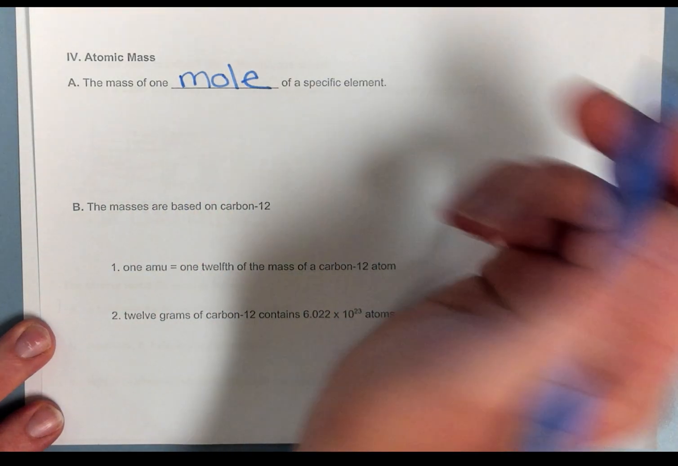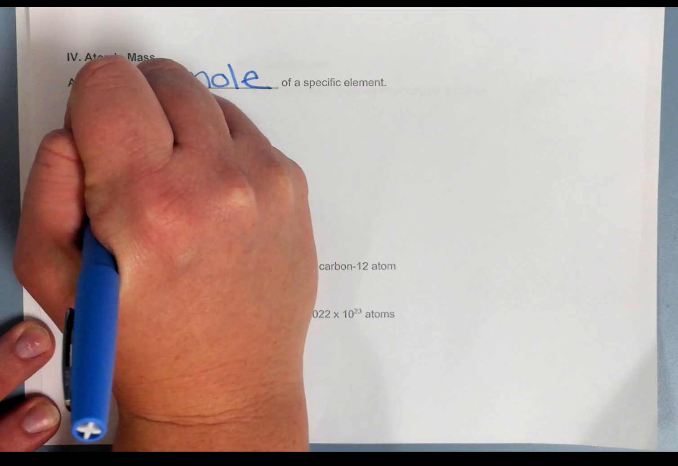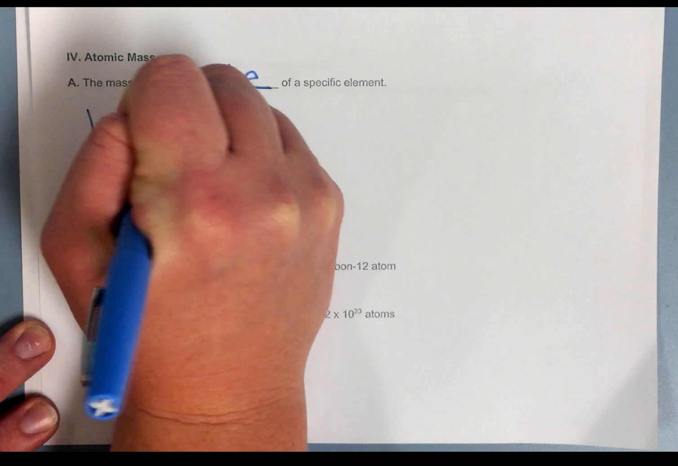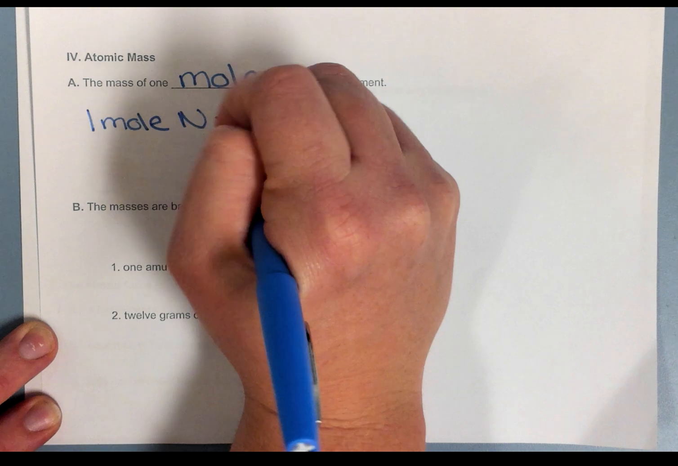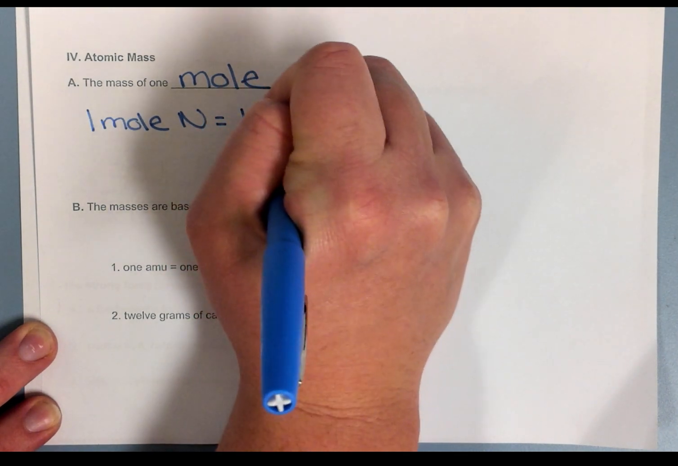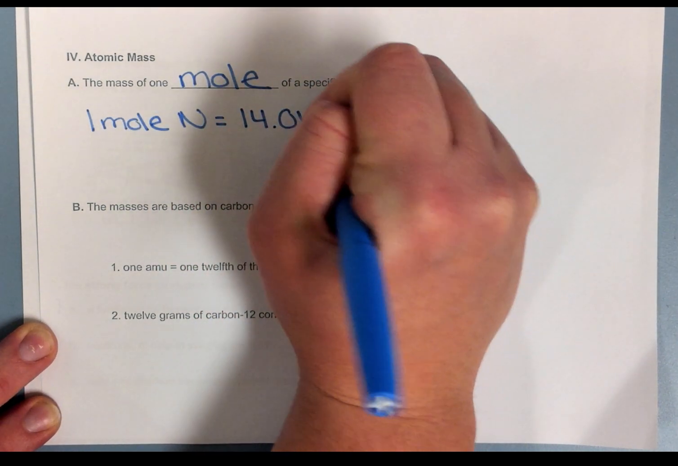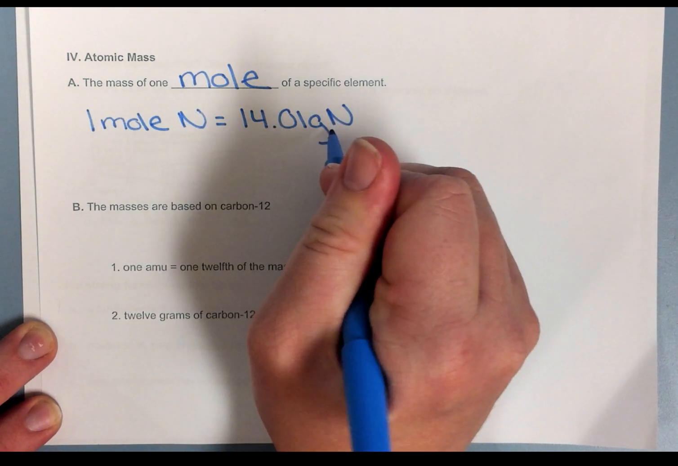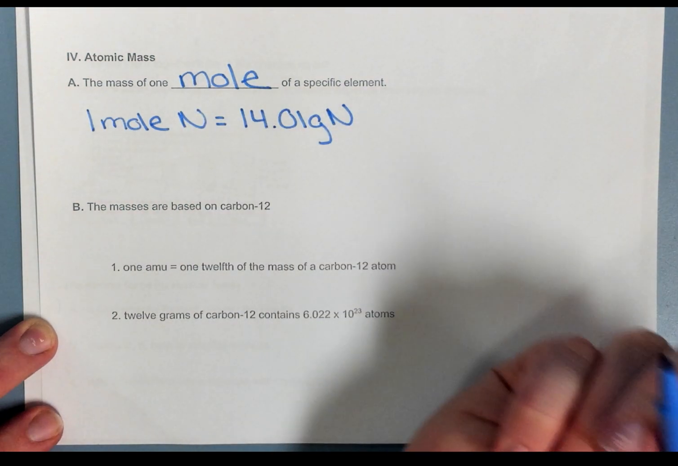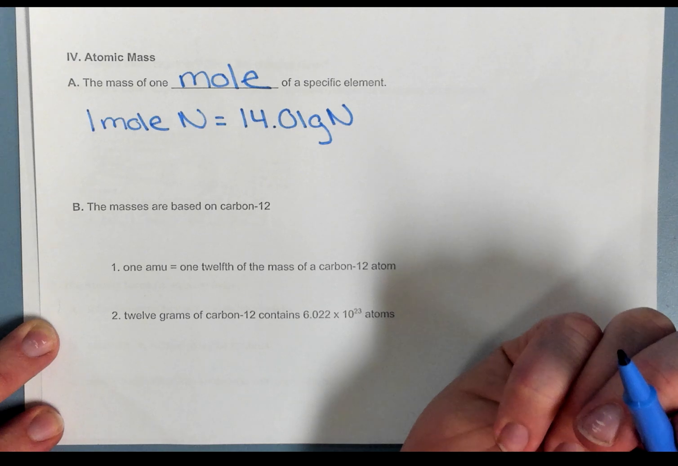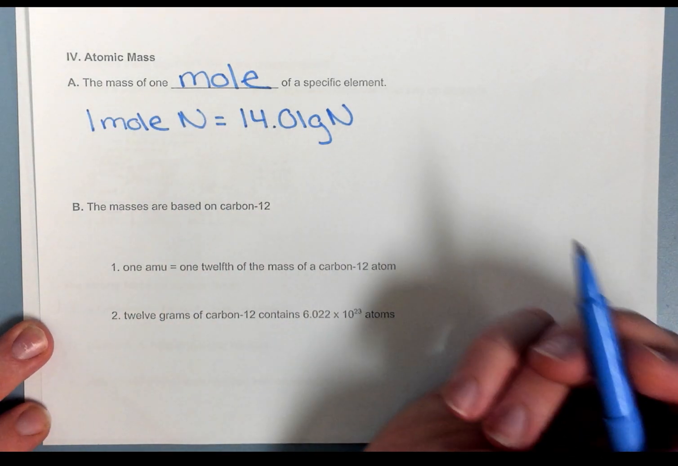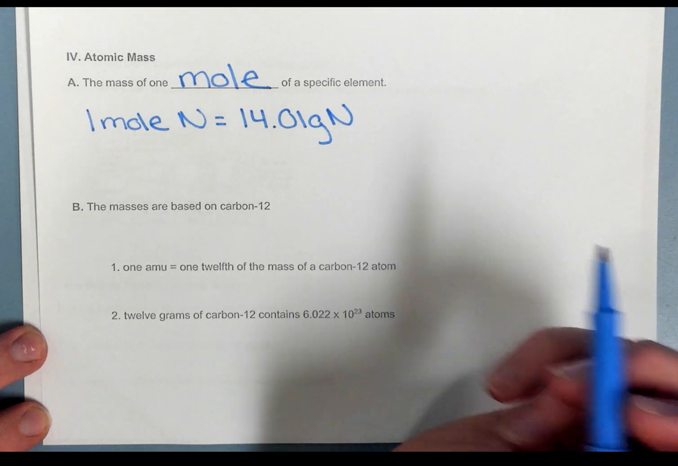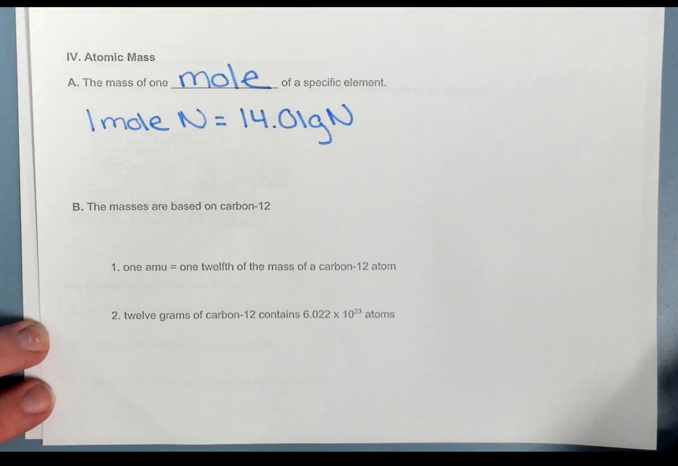So I can tell you by looking at a periodic table that 1 mole of nitrogen has a mass of 14.01 grams. Now it's important that I put the ends on both of these because it's different for every element. So 1 mole of nitrogen has a mass of 14.01 grams, but 1 mole of neon has a mass of 20.18 grams.